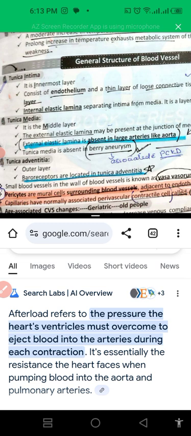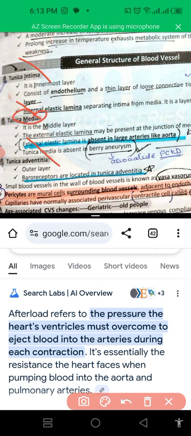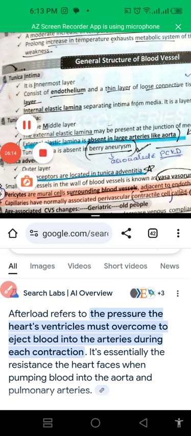Now arteries have three layers: tunica intima, media, and adventitia. When there is any dilation or absence of the medial layer of the artery, it results in a berry aneurysm, and it is associated with polycystic kidney disease. Tunica adventitia is the outer layer. Baroreceptors are located in the adventitia, and it also has a role in the maintenance of blood pressure.